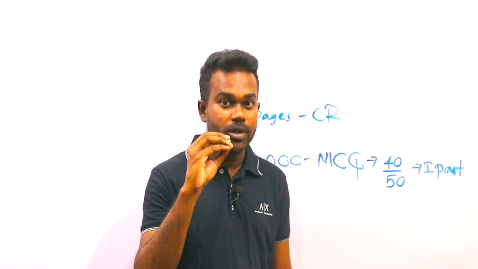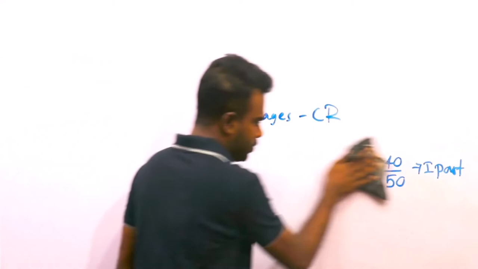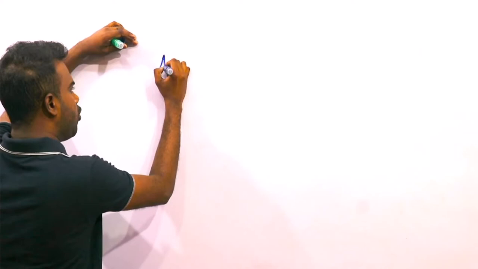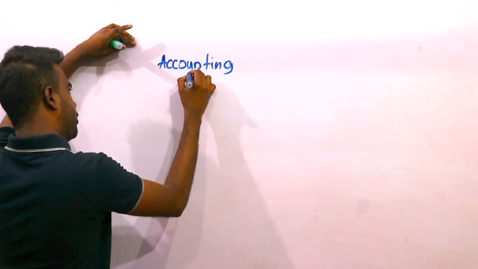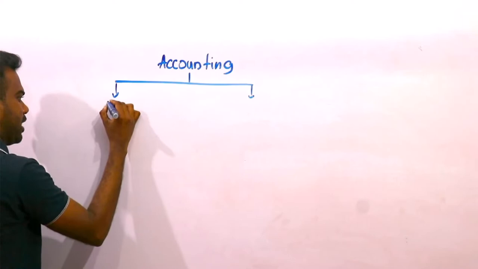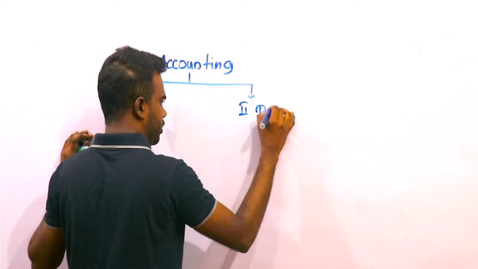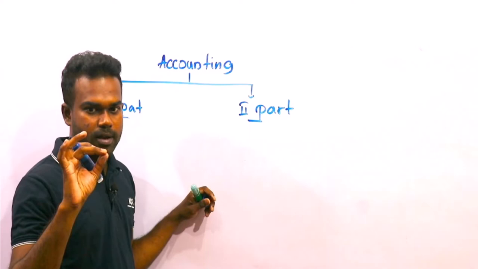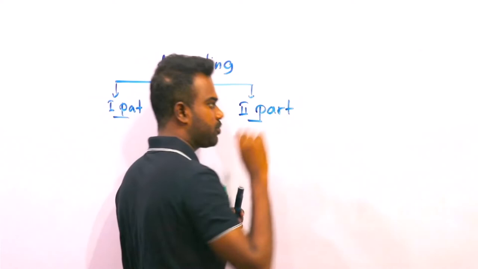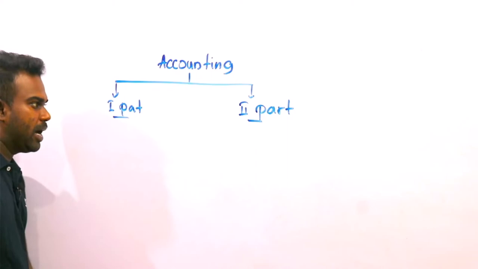Okay lame, I forgot to explain the format of the accounting paper. The accounting paper will be divided normally into two parts. O level also has two parts, no? The first part and the second part, actually. I will discuss the first part first.